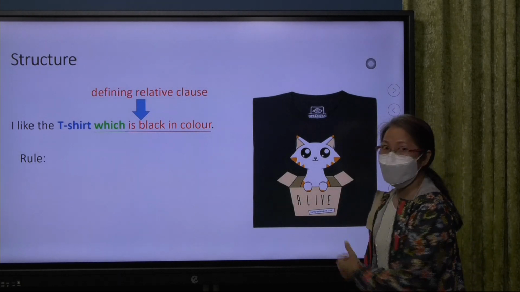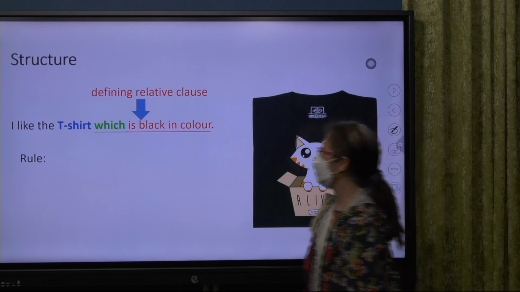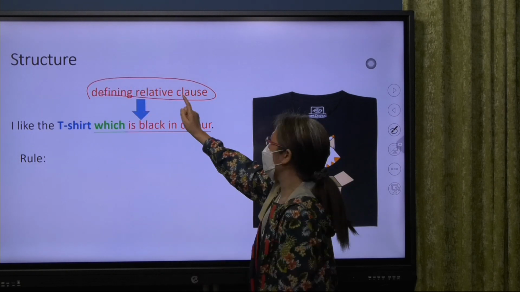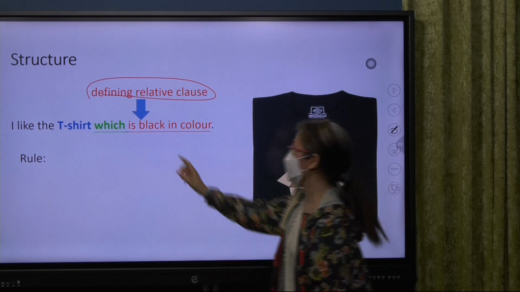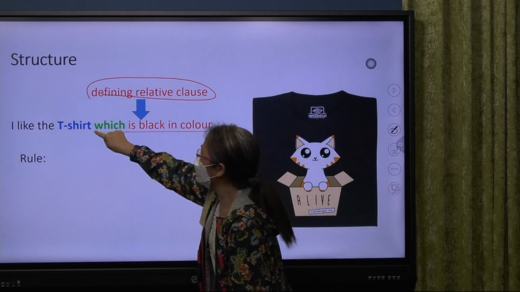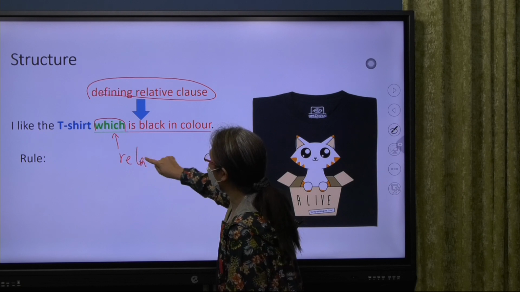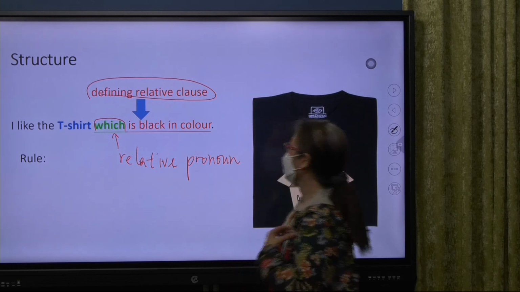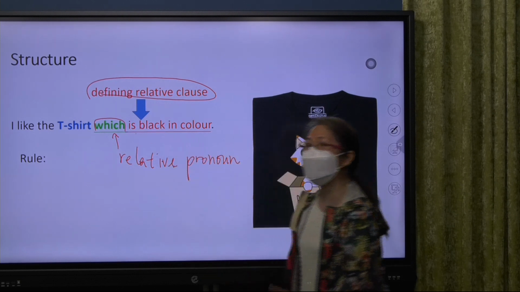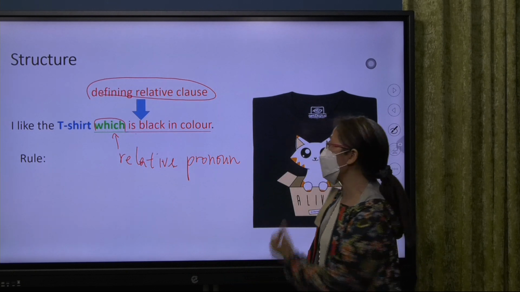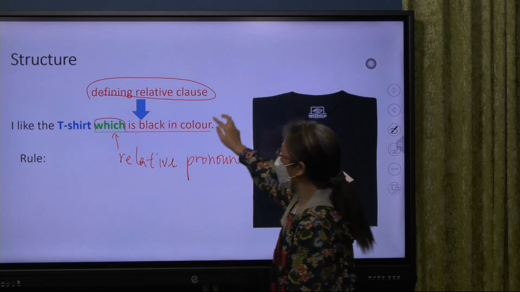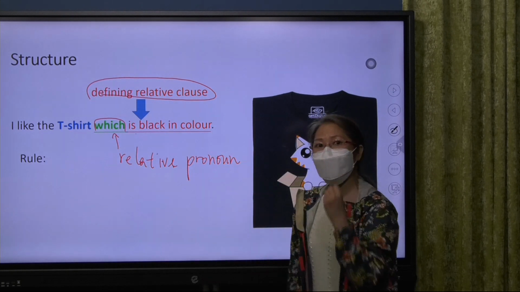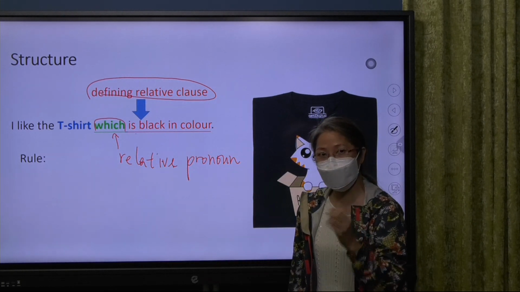Then let's look at the structure of a defining relative clause. Our defining relative clause consists of 2 parts. This one, which, is the relative pronoun. And this part is the verb phrase. We use the defining relative clause after the noun you want to tell the others which one it is.